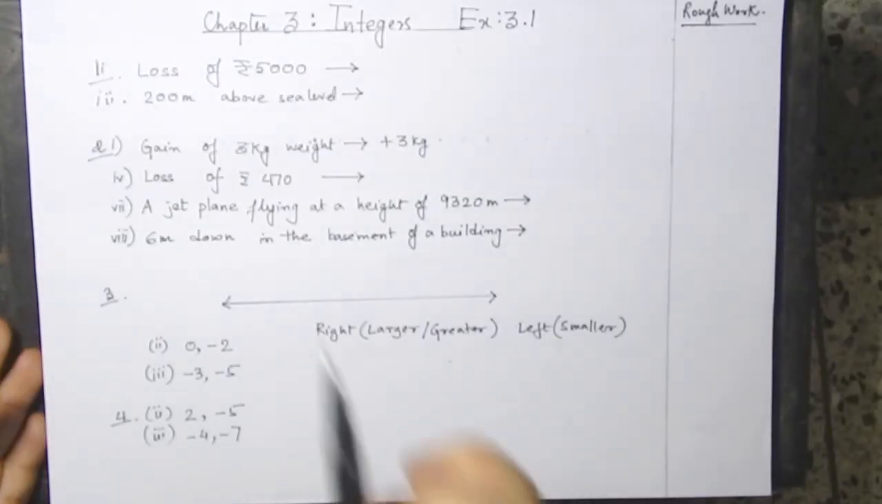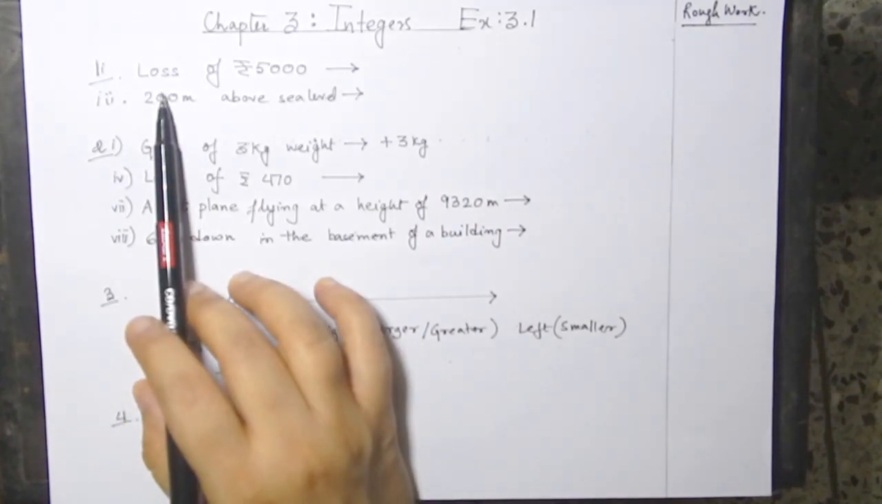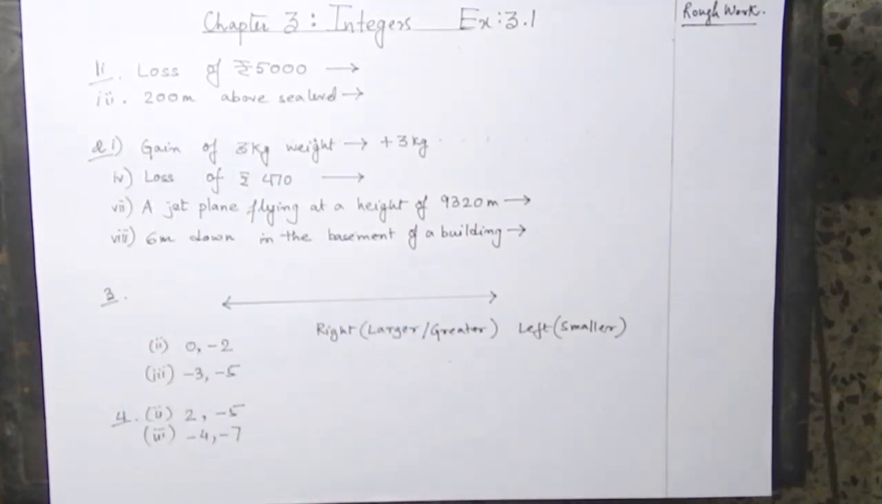So let's start with chapter 3, integers, and exercise 3.1. In this exercise you have been asked to write these statements in the form of, like, you have to say whether it's increasing or decreasing. Let's read the question. The question says you have to write the opposite of the following.